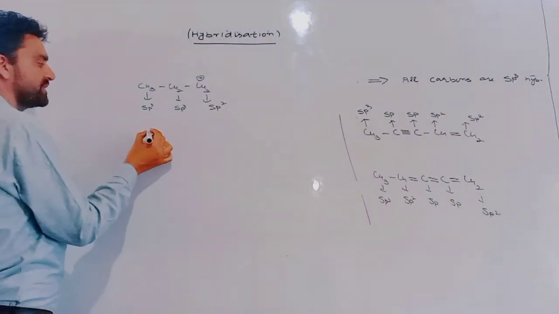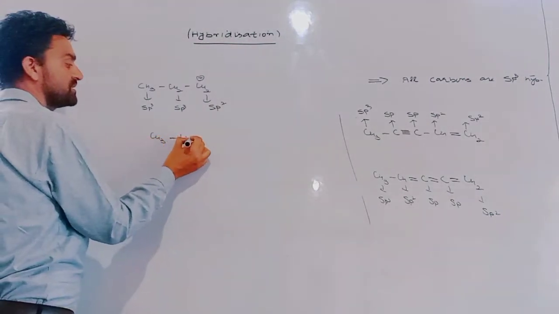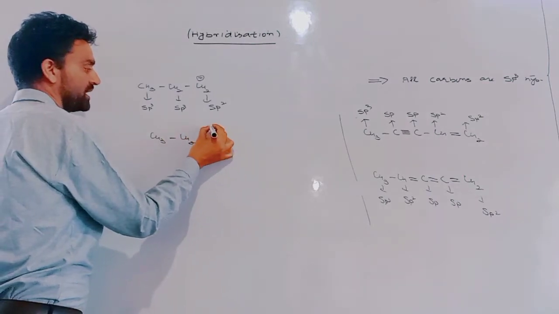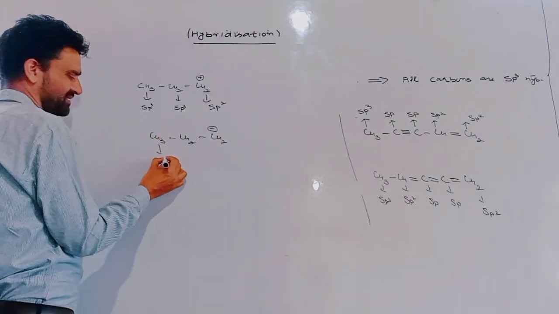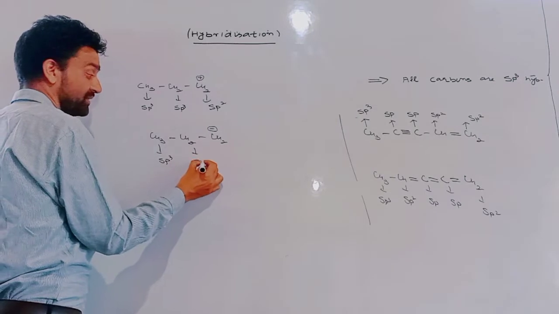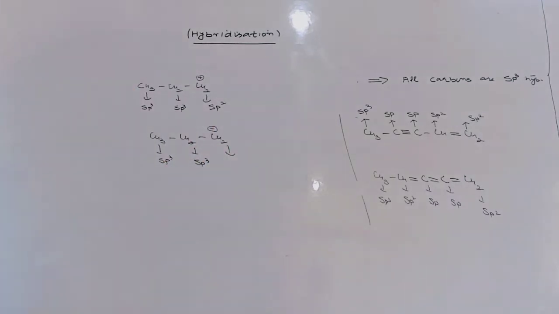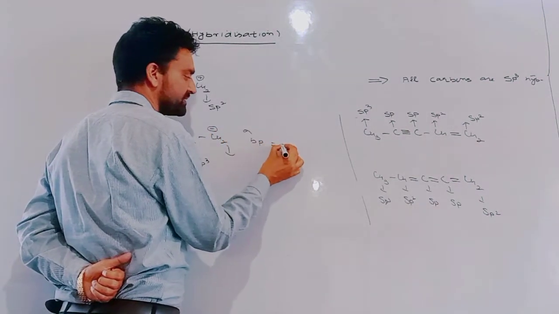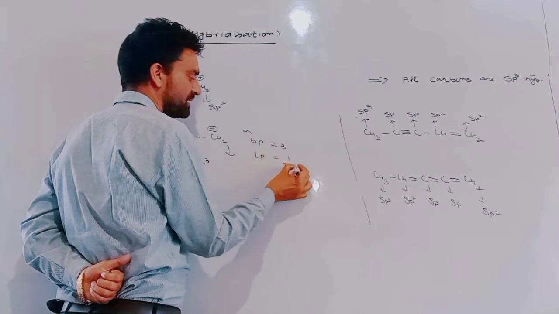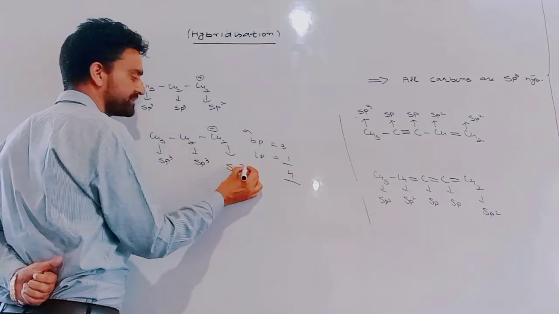I will take one more example. If I take a compound just like this, CH3, CH2, CH2, and I put a negative charge here. What's the hybridization? Is it sp3? It is sp3. How many sigma bonds does it possess? 3. And the negative charge is equivalent to a lone pair. It has sigma bond pair 3, negative charge equal to lone pair 1. 3 plus 1 is 4. Its hybridization is sp3. Clear?